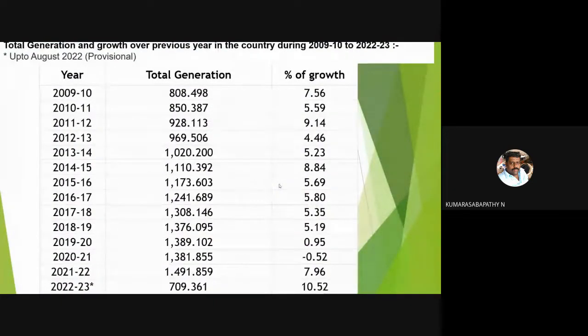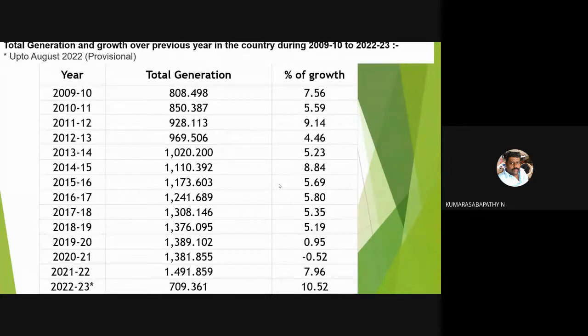It's data taken from the Ministry of Power. So I have said that installed capacity is nothing but the total amount of power generation installed. Always the power demand will be somewhat higher than your installed capacity.